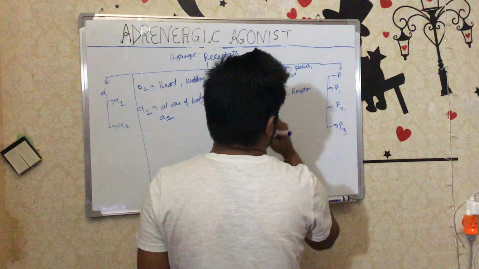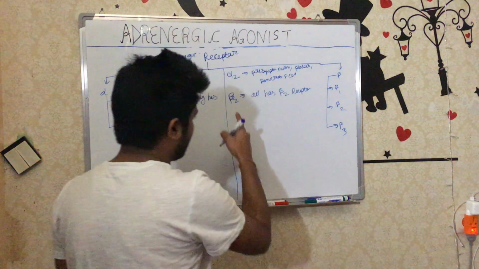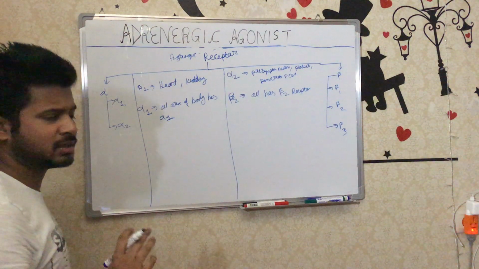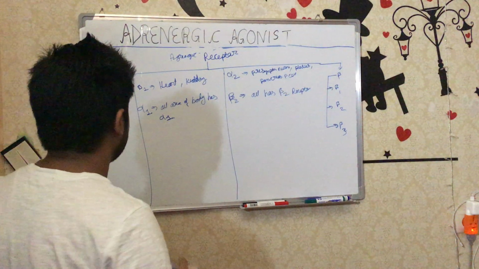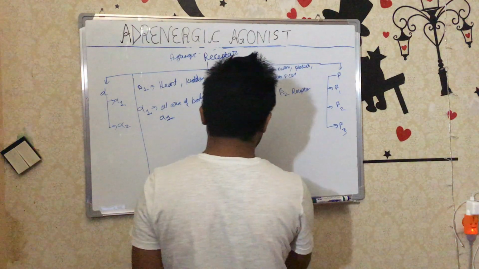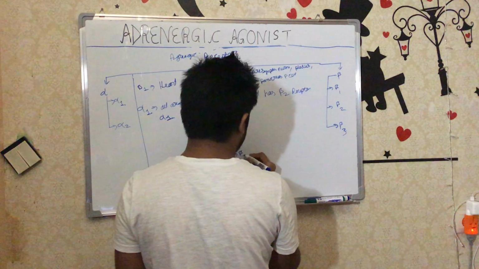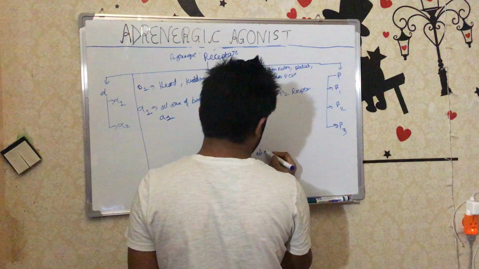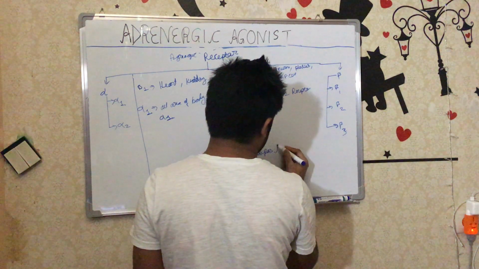This is inhibitory, and this is stimulatory. And beta 3 is an exception. Beta 3 is found just in adipose tissue. So it's not difficult to remember that beta 3 is in adipose tissue.